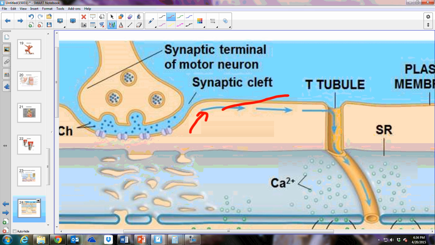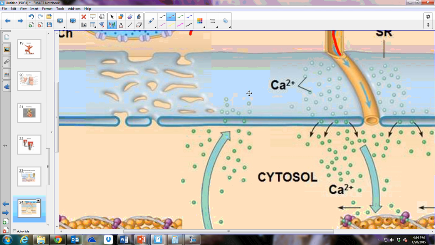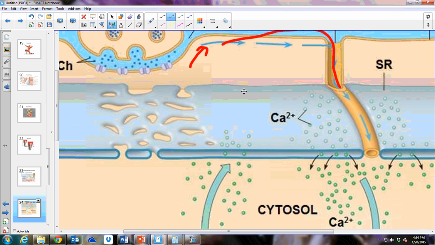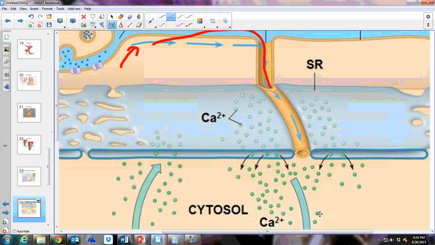It goes until it gets to this area called a T-tubule. It's not necessary that you understand that, but I do want you to know that the action potential hits a special kind of endoplasmic reticulum inside the muscle cell, and that causes that endoplasmic reticulum to release calcium.